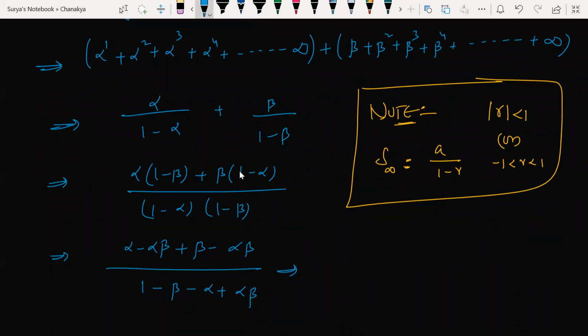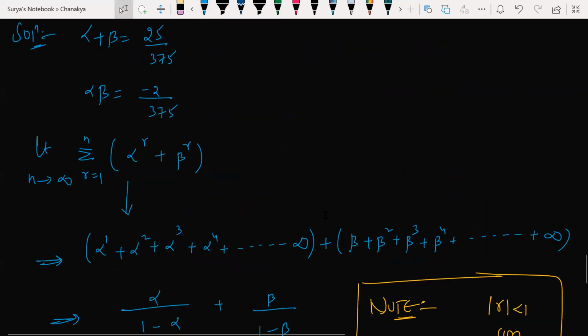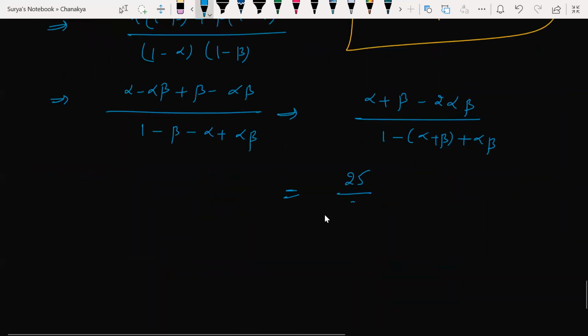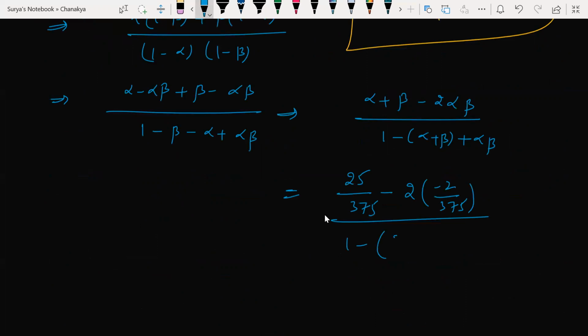Now look at this here. What you get is alpha plus beta minus 2 times alpha beta, divided by 1 minus of alpha plus beta plus alpha beta. Correct? I took minus common and am writing. Alpha plus beta value is what? 25 by 375. You have big numbers, that's it. 2 into alpha beta is minus 2 by 375. Whole divided by 1 minus alpha plus beta, which is 25 by 375 again, plus minus 2 by 375.